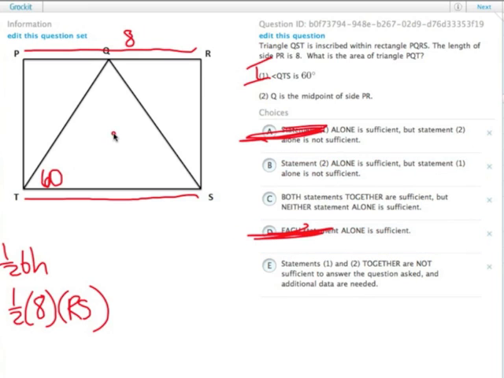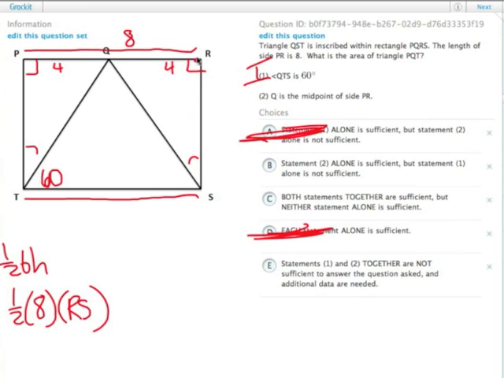Statement 2 tells us that Q is the midpoint of side PR. So that means that this is 4 and this is 4, which in turn tells us that QT, because this is a 90-degree angle and this is a 90-degree angle, that in turn means that the angles opposite these sides are equal, because they have equal opposite sides.